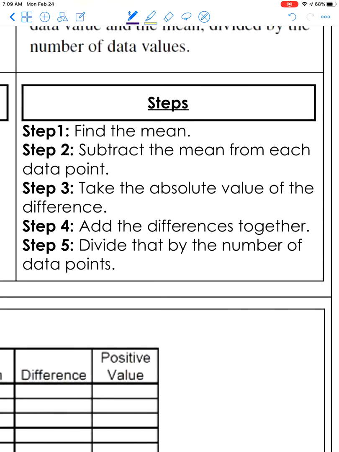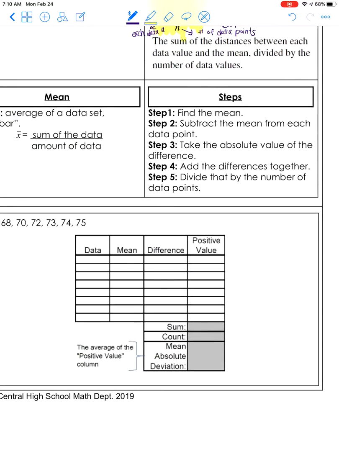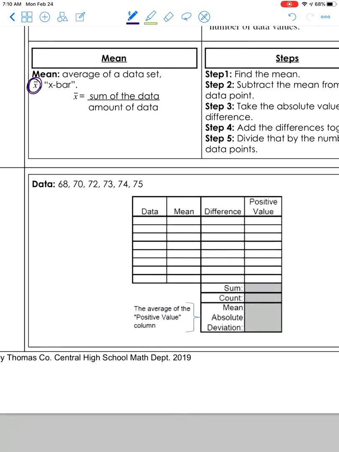All right, your steps are over here. It says first you're going to find the mean. Then step 2, subtract the mean from each data point. So, and I'm going to do this with you. Step 3 is going to be take the absolute value of the difference. Step 4 is add the differences together. And then step 5 is going to be divide by that number of data points. So we've kind of got this table set up for you so you can do that.